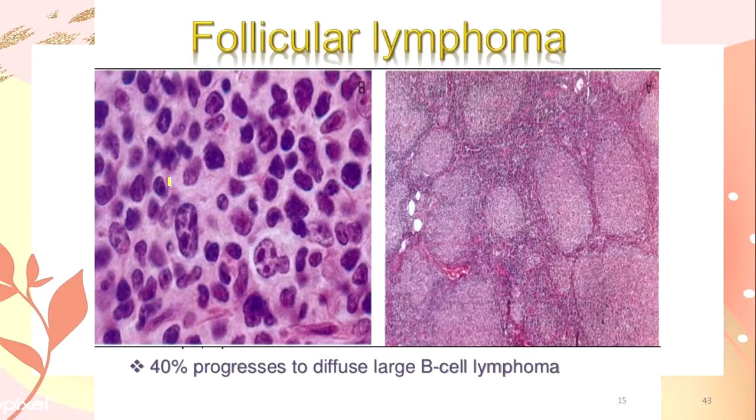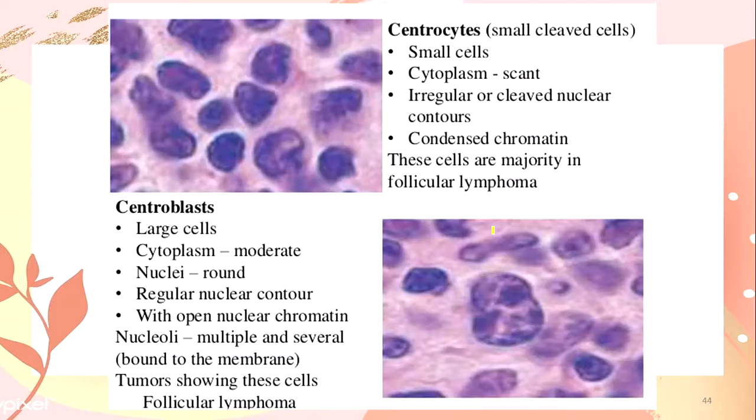This is the histological picture on the right side. You can appreciate the pattern of growth is nodular, and this is the high power view of the cells. Here you can appreciate the cleaved cell, which is known as the centrocyte. These are the cleaved cells, and these are the centroblasts, in which the nucleoli are multiple and they are bound to the membrane.